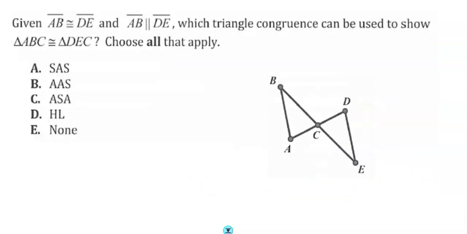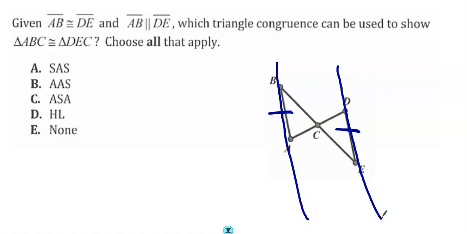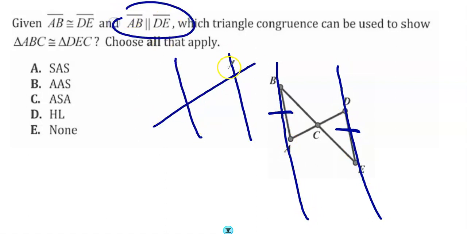We're almost there, guys. So AB is congruent to DE, and these are congruent. Oh, mama, and these are parallel. Now, why on earth does that matter, guys? Well, if they say something about being parallel, you need to think about alternate interior angles. That is your money maker, people.